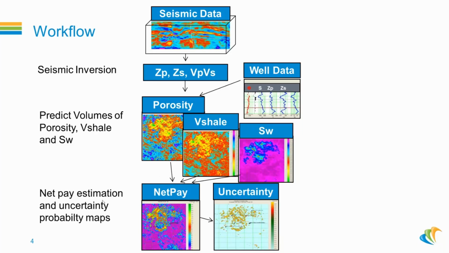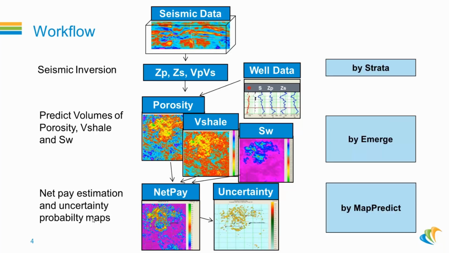And the last step will be the net pay estimation. So from the volumes, I'm going to maps and the uncertainty analysis, where I will derive some probability maps. So the approach will be done by Strata, Emerge, and MapPredict.